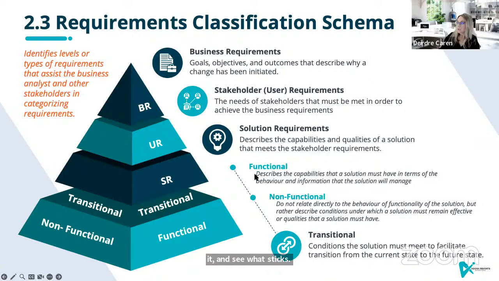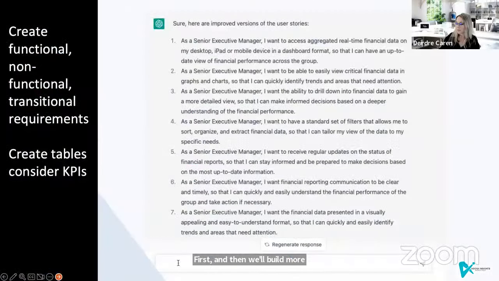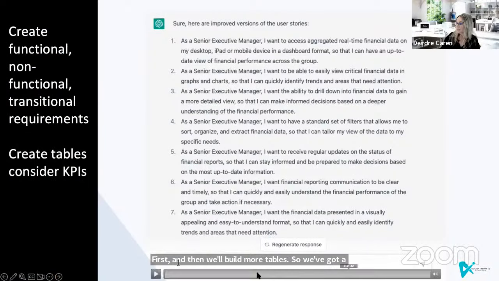So we're going to look at solution requirements, and I'm going to show you some acceptance criteria and why you shouldn't do solution requirements first. Why you should actually do your functional, non-functional, and transitional requirements first. And then we'll build more tables. So we've got a little bit of a longer 4 minutes. Yep. So let's start.